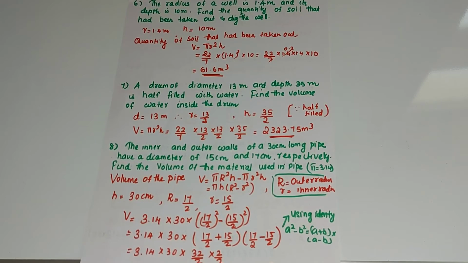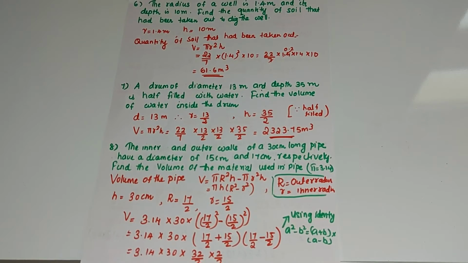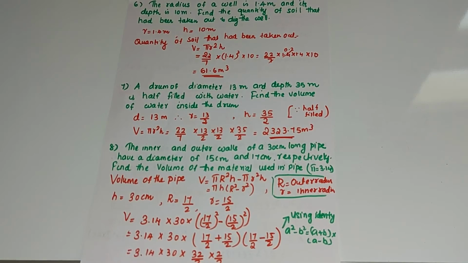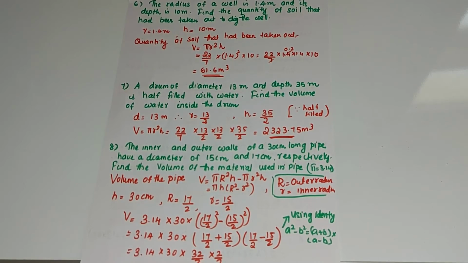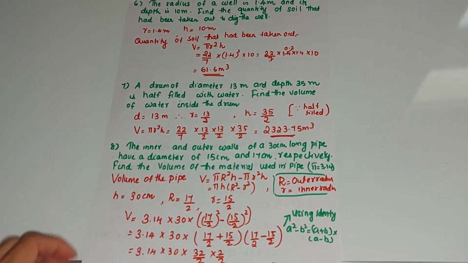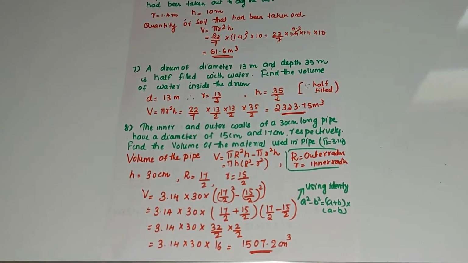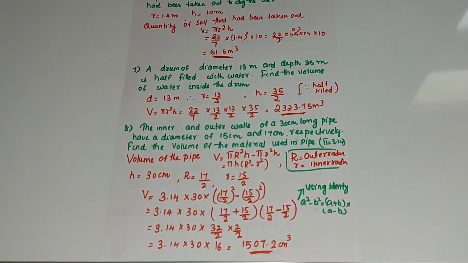We can write this as 17 by 2 plus 15 by 2 into 17 by 2 minus 15 by 2. We know the identity a square minus b square equals a plus b into a minus b. Using that identity, after simplification we get 3.14 into 30 into 32 by 2 into 2 by 2. So this is equal to 3.14 into 30 into 16, which is 1507.2. So 1507.2 centimeter cube is the volume of the material used in that pipe.